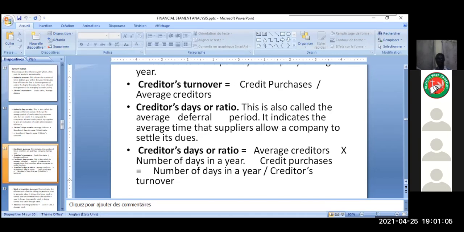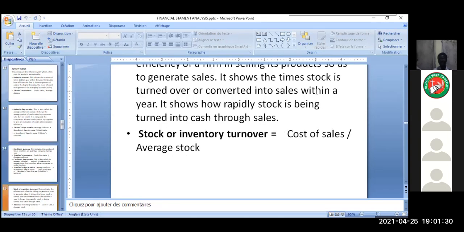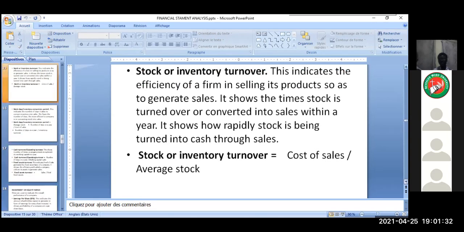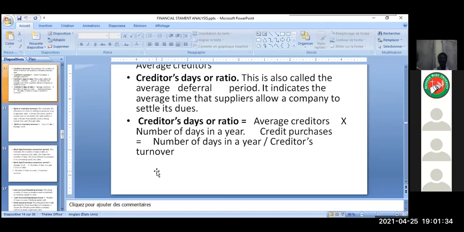We take the average creditors over credit purchases times the number of days in the year, which is 365. Another way we can calculate it, we take the number of days in the year over creditors' turnover. I hope it is understandable. So now we go to another element.